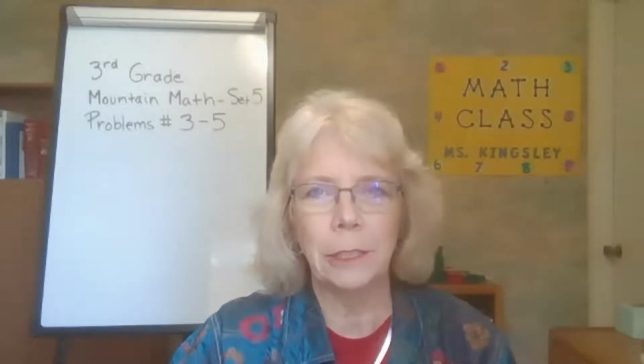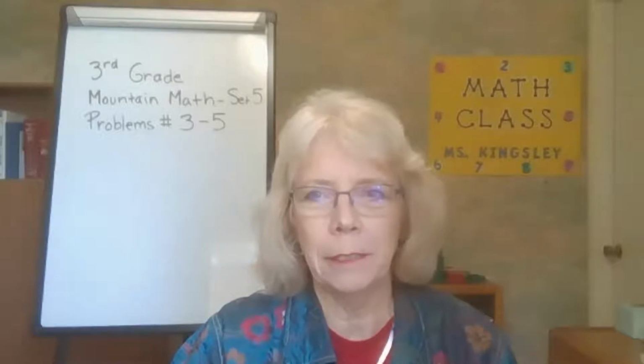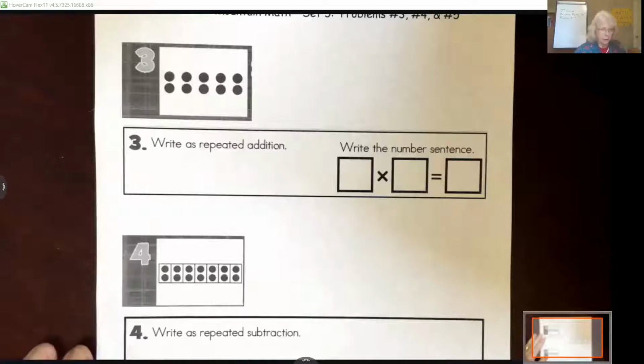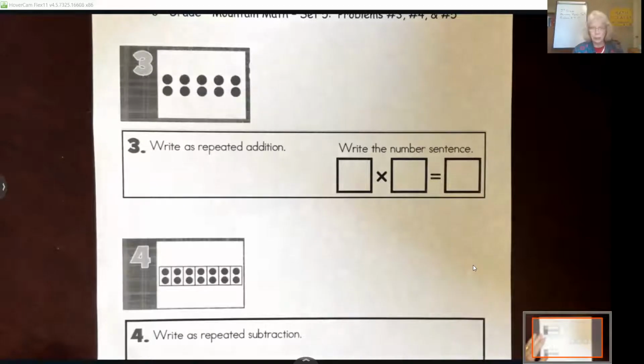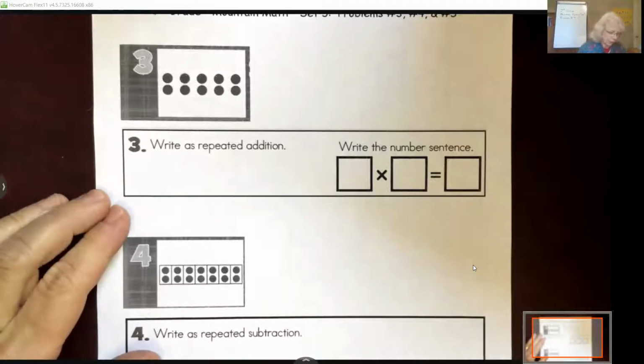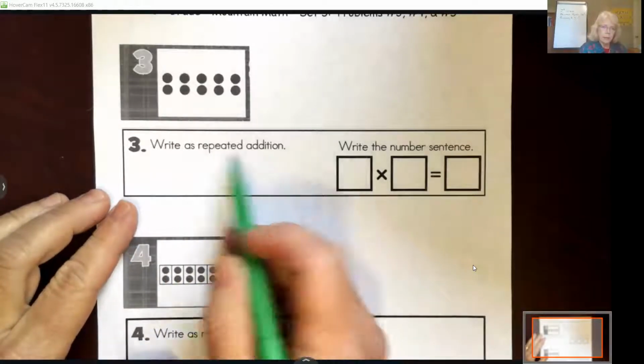So I'm going to switch to my document camera so that you can see the problem. Now remember, the idea is you do these first, so you should have done this before you're watching me do it, and then you can see if you got it right or learn from your mistakes and get smarter. Okay, number 3, write as repeated addition.